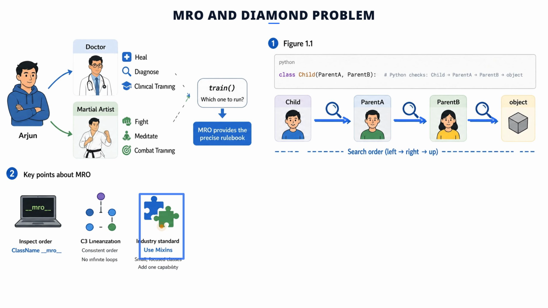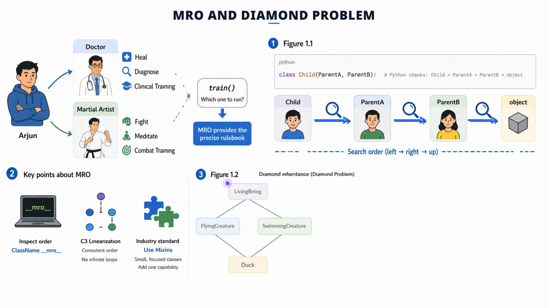One of the most famous challenges in multiple inheritance is the diamond problem. This happens when two classes inherit from the same base class and then a fourth class inherits from both of those middle classes, creating a literal diamond shape in the hierarchy. Let's look at figure 1.2, which illustrates this using a biological example.